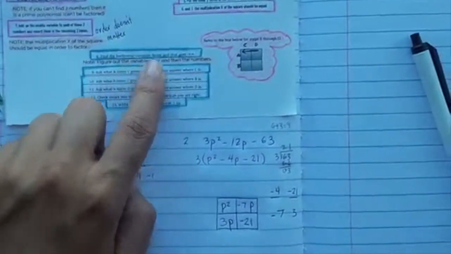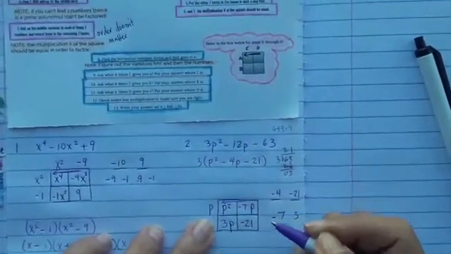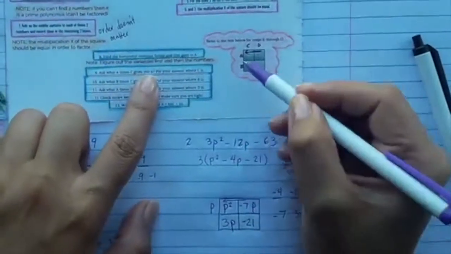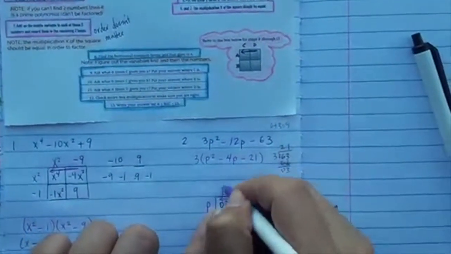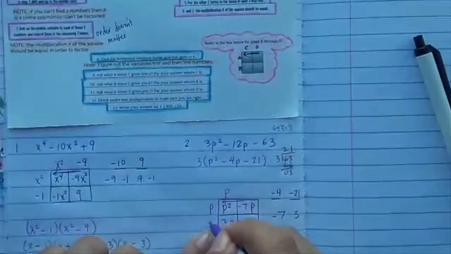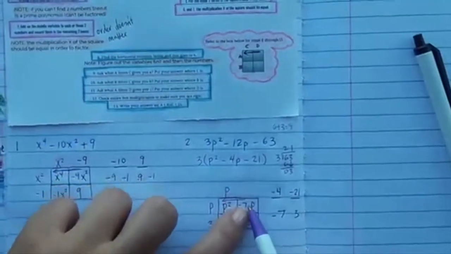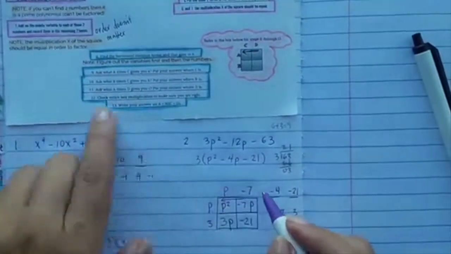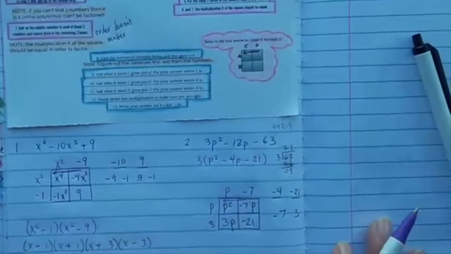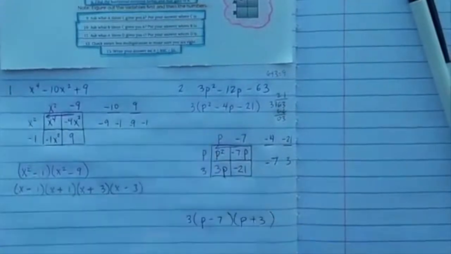Take the horizontal greatest common factor. Looking horizontally at the top row, I can take out a p and nothing else. Then this times that is p squared, so p has to be on top. On the bottom one, this times it is 3p, so it has to be 3. Then on the top right, p times something is negative 7p, so it's negative 7. And the last box, 3 times negative 7 is negative 21, so you did it correctly. So the answers are p plus 3, p minus 7. And again, don't forget that 3 that you factored out.